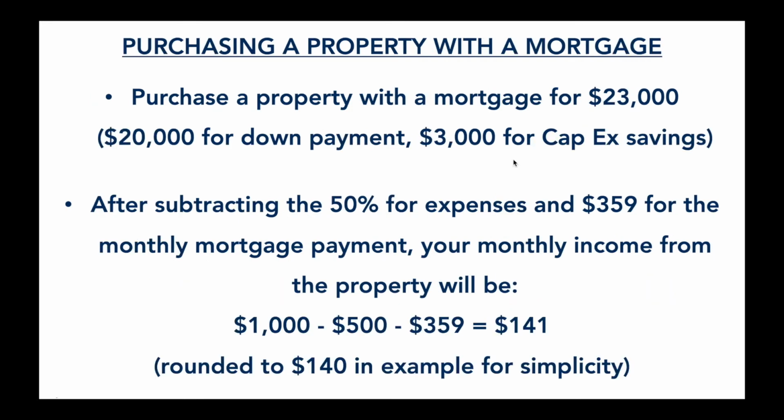If instead we were going to purchase the property with a mortgage, then we would need $23,000. $20,000 for the down payment and $3,000 for capital expenditure savings. Additionally, we're going to assume the 50% rule as before, and we already calculated that our monthly mortgage payment will be $359. Therefore, our income from each individual property that we purchase with a mortgage will be $1,000 minus $500 minus $359, which comes out to $141. In the examples, I rounded this to $140 just to keep everything a little simpler.